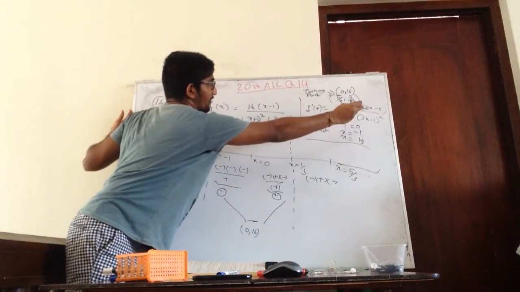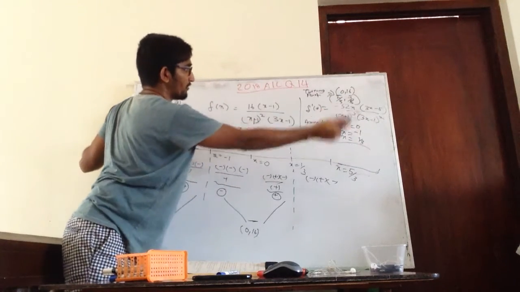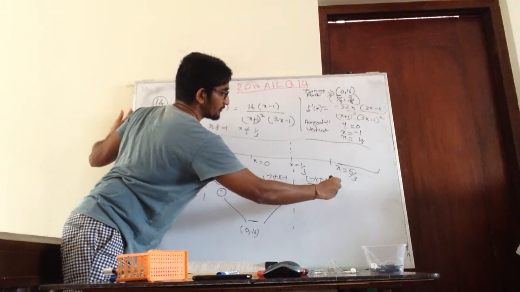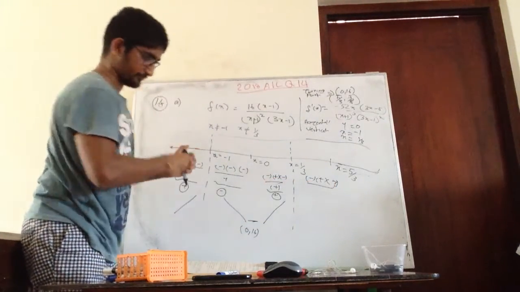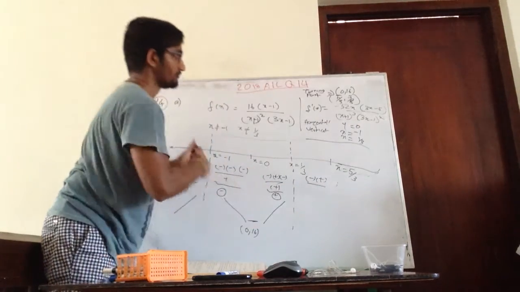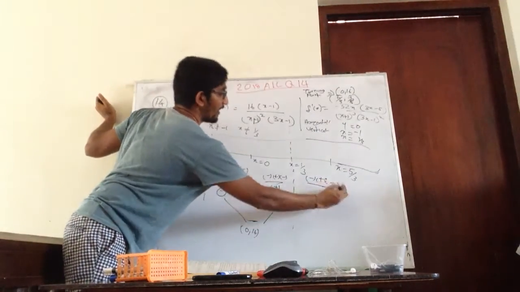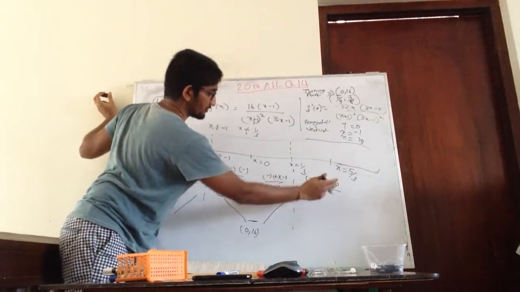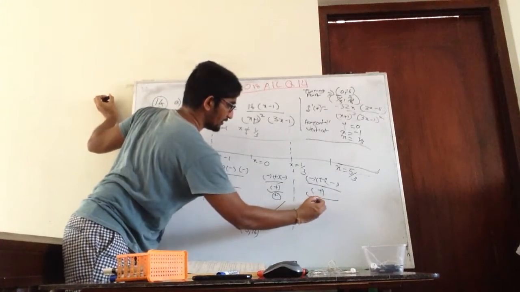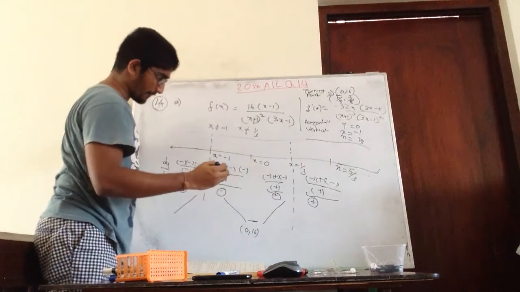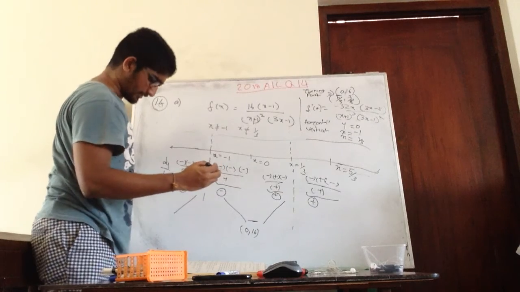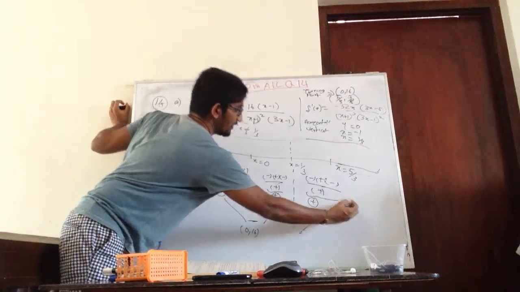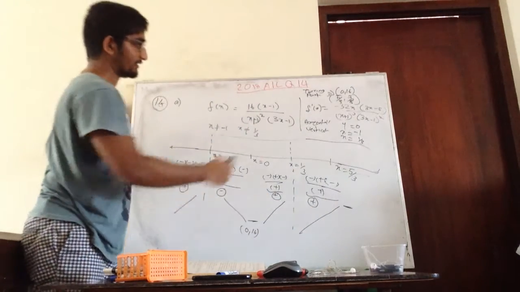3 times 1.5 is 4.5, and 4.5 minus 5 is going to be minus. And then this part will be positive. So this whole part will be positive. Correct? Yes. And this will be 0 anyway.